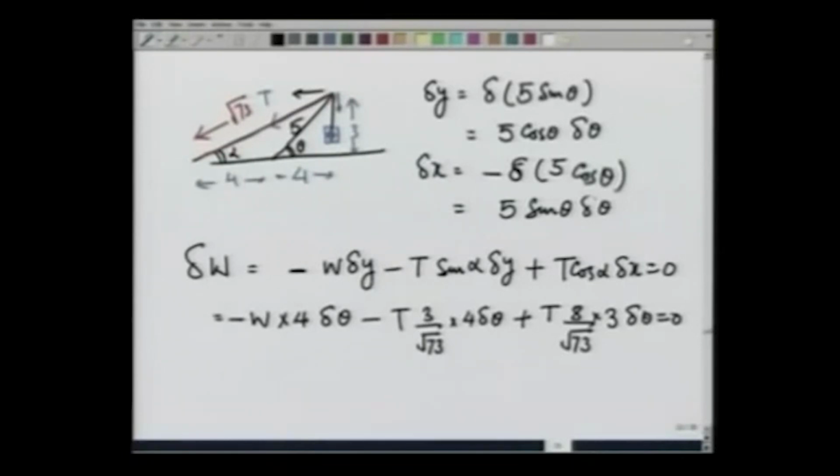And that gives you, I can cancel the 4 and this will give me 2 here, and that gives you W is equal to 3 over root 73 T. That is the weight that can be held by this machine. You see, again the calculation is very straightforward.